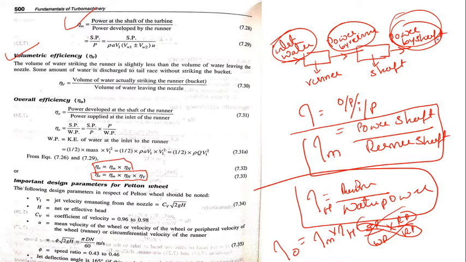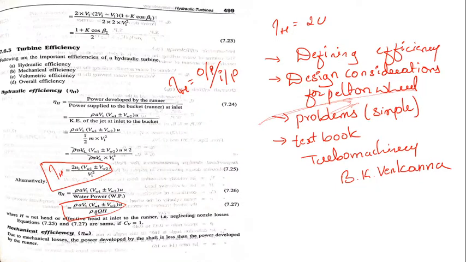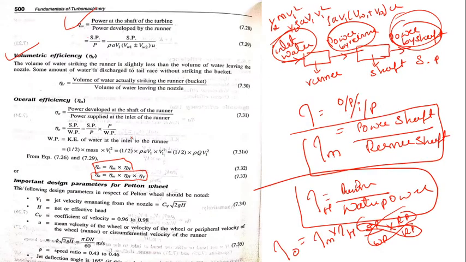So I will write the formula also. What is the power of shaft? It is given by shaft power. The runner power is given by rho A V1 (VW1 plus VW2) into U, and the inlet water power is given by half m V1 square, or we can write it as half rho A V1 into V1 square. Correct. So if you divide one by the other, you will get these efficiencies. Hope that I have conveyed these efficiencies well now.